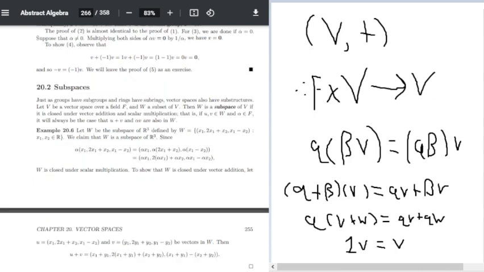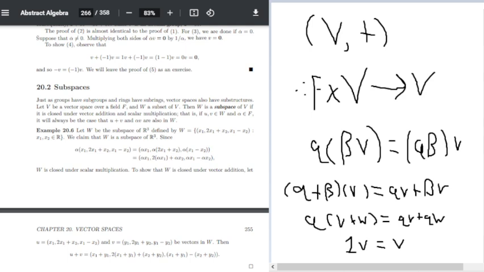20.2. Subspaces. Just as groups have subgroups and rings have subrings, vector spaces also have substructures. Let V be a vector space over a field F and W a subset of V. Then W is a subspace of V if it is closed under vector addition and scalar multiplication. That is, if u and v are in W and alpha is in F, it will always be the case that u plus v and alpha v are also in W.